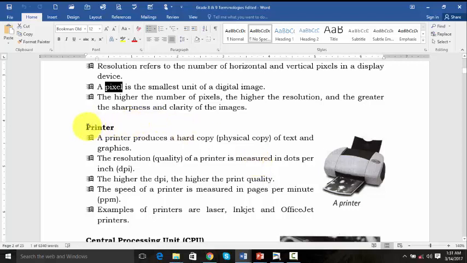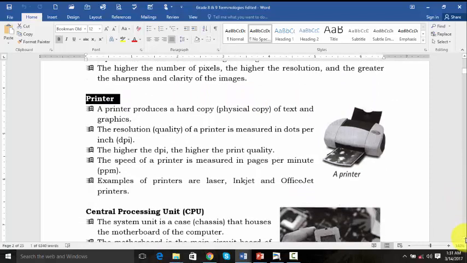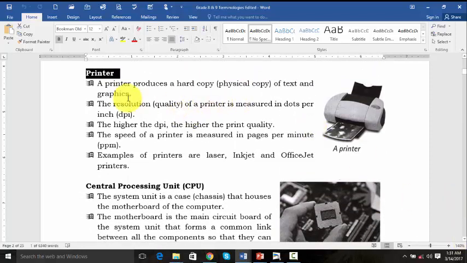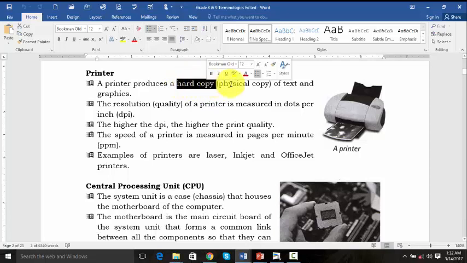Then we are going to look at the other hardware, which is what we call the printer. We are able to see the picture there. Here we are saying a printer produces a hard copy. Hard copy means a paper. After typing the work or after doing any project on the computer, you decide to print out a copy. This is what we call hard copy, a physical copy of the text and the graphics.